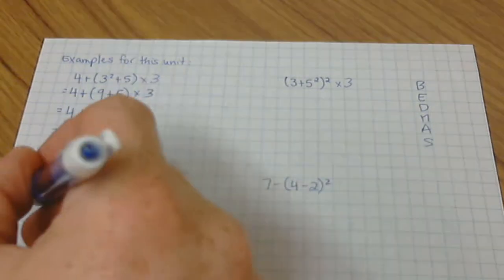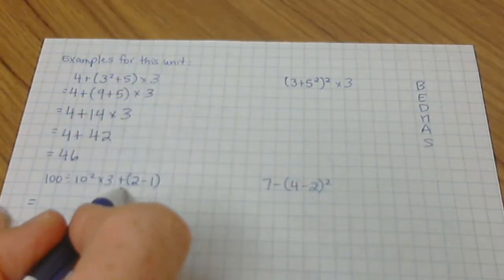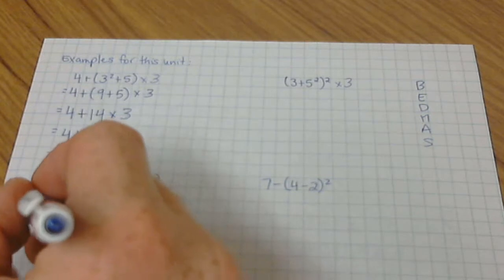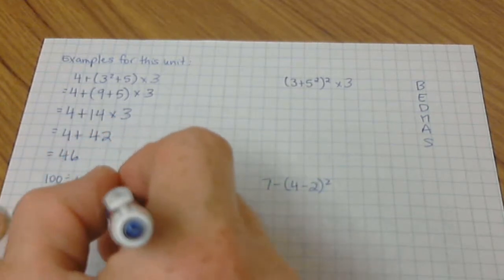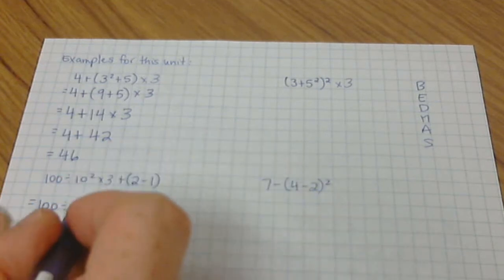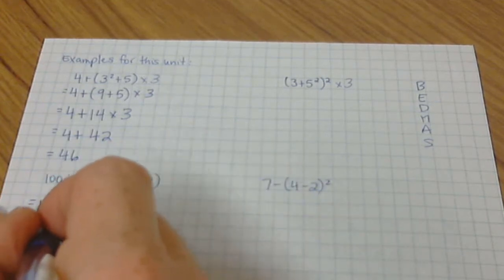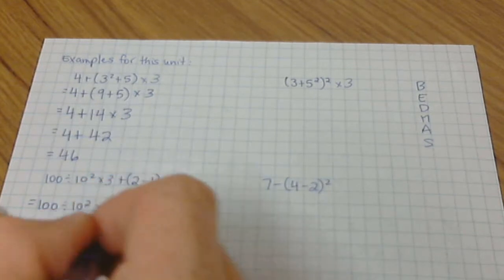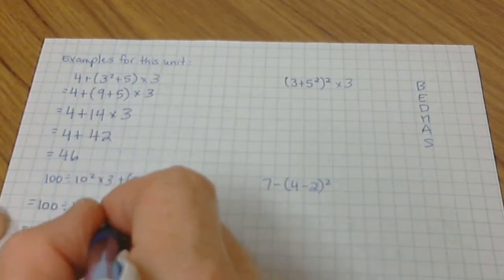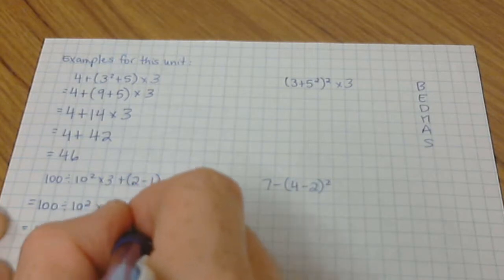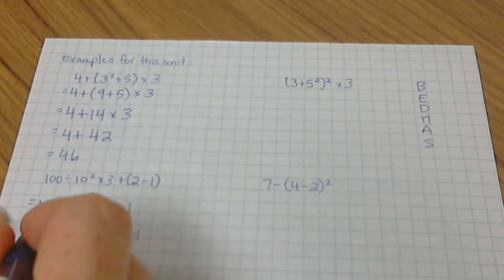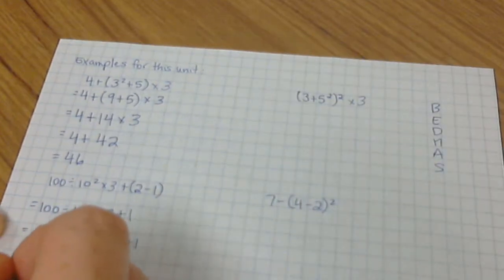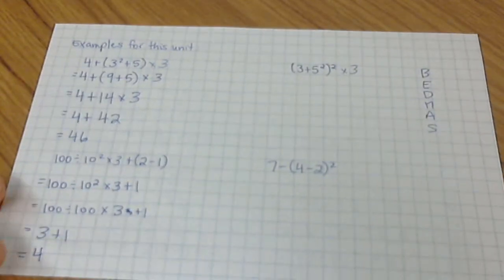All right, so we have 100 divided by 10 squared times 3 plus, and then in brackets 2 minus 1. So brackets get done first, and 2 minus 1 is 1. Now exponents get done, so 10 squared is 100. It's 10 times 10, not 10 times 2. So it's 100 divided by 100 times 3 plus 1. Now I can do division and multiplication from left to right. 100 divided by 100 is 1, times 3 is 3, and then plus 1, and all that equals 4.